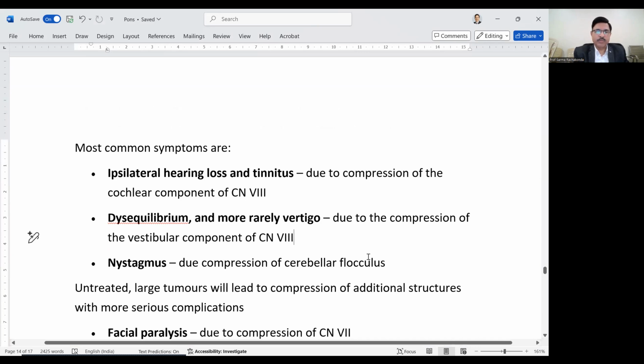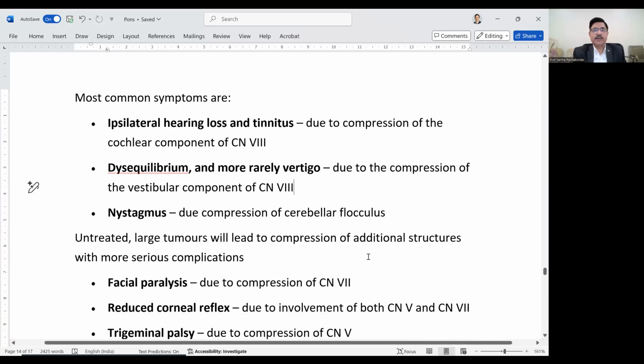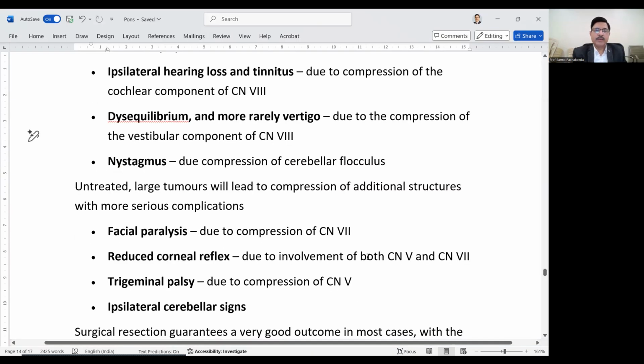If the tumor is quite big, it can compress the facial nerve, causing facial paralysis. In every patient of facial paralysis, you must consider CP angle. Don't dub it as Bell's palsy. All facial paralysis is not Bell's palsy. If there are associated features like nystagmus, hearing loss, tinnitus, vertigo, disequilibrium, then facial paralysis needs to be investigated.